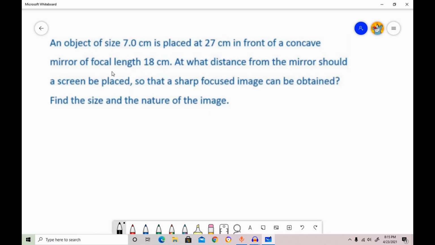I said clearly, first find out what type of mirror. It is a concave mirror. Focal length is 18 cm. Therefore, it is a concave mirror, f is minus. And object size is always upward, so it is taken as h equal to 7 cm. It is placed at 27 cm in front of the concave mirror, which means the object distance is minus. So you have to find out the size of the image h dash, and the nature of the image means you have to find out v and h dash. So let us start the problem.